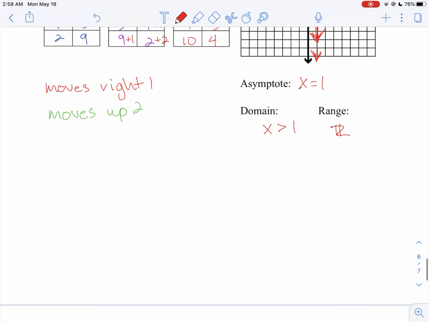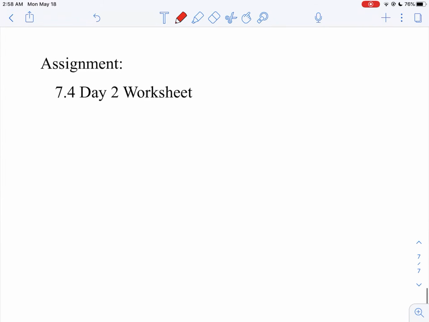All right, guys. So I again am giving you a worksheet for your last assignment. This has got to be turned in by Thursday. I think we have to have all of our grades inputted on Friday.